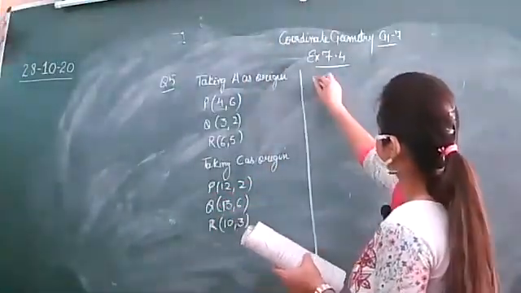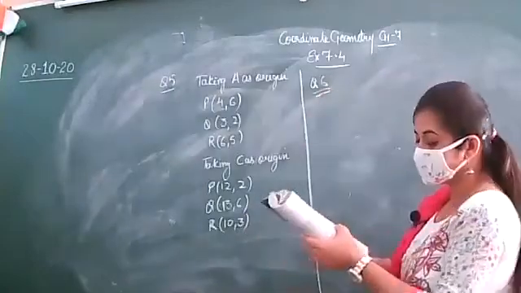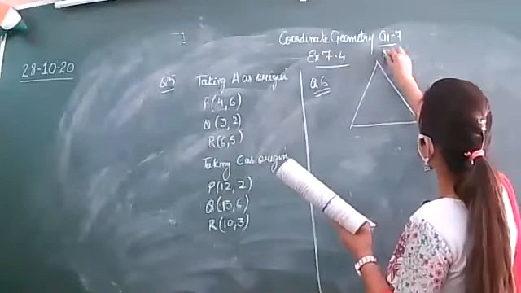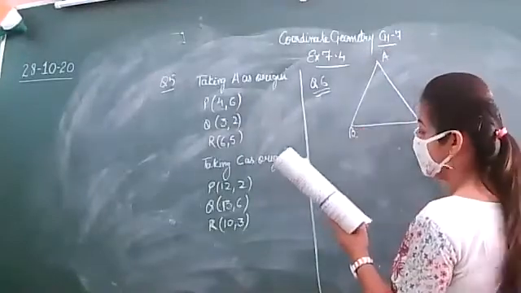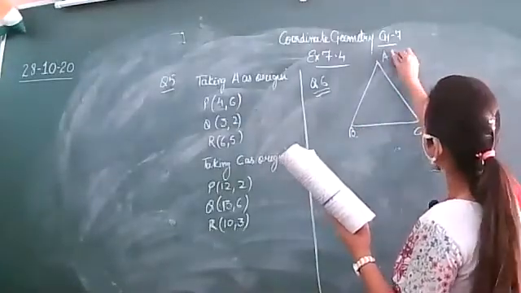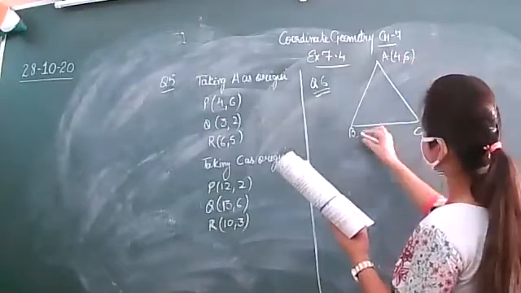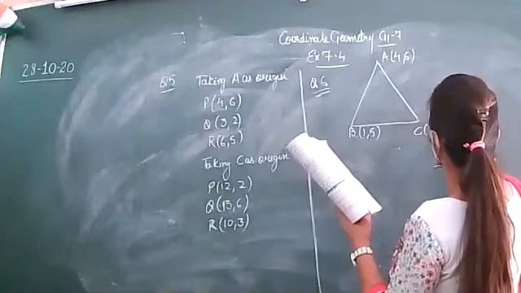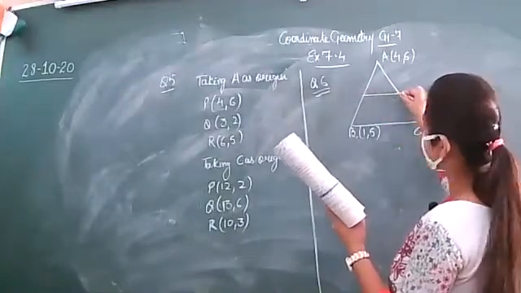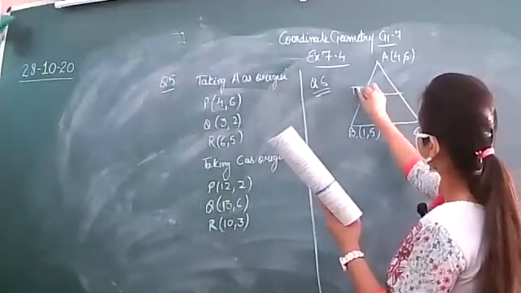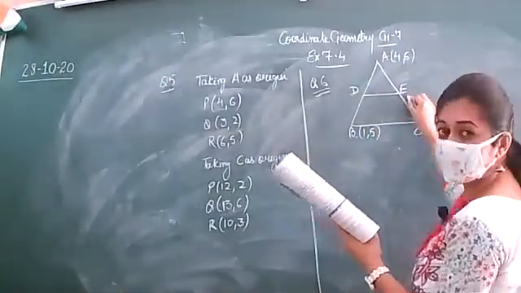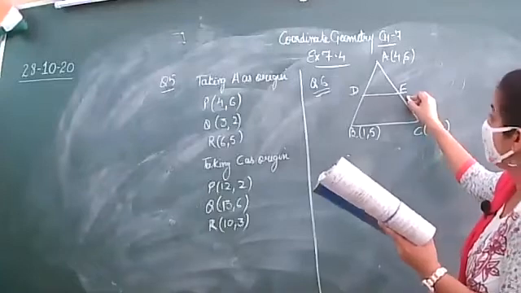Question number 6. In question number 6, you are given a triangle ABC. The coordinates are given as A (4, 6), B (1, 5), and C (7, 2). And here we have D and E. You have to find the coordinates of these D and E.